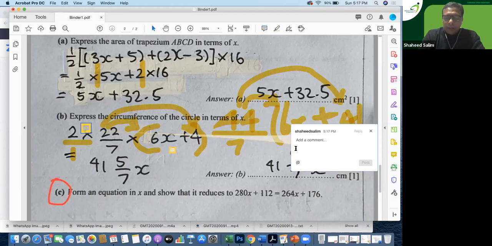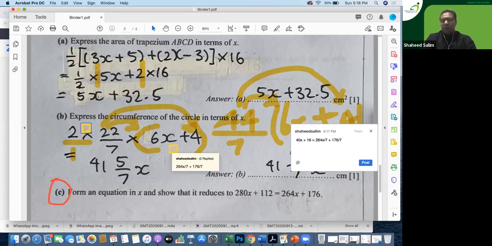So now the area of the trapezium is 40x plus 16. This is equals to 264x over 7 plus 176 over 7. Okay, you get it? So now they want you to show that this equation will become this. Well, 40x times what equals 280x? Use a calculator if you want to.